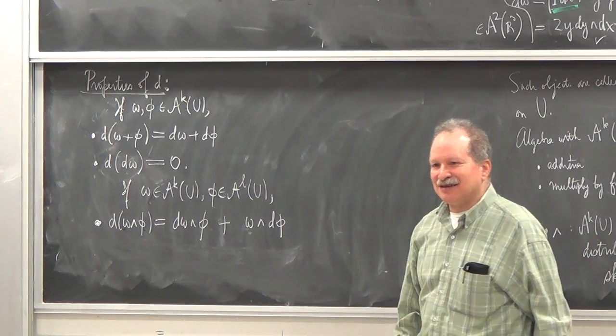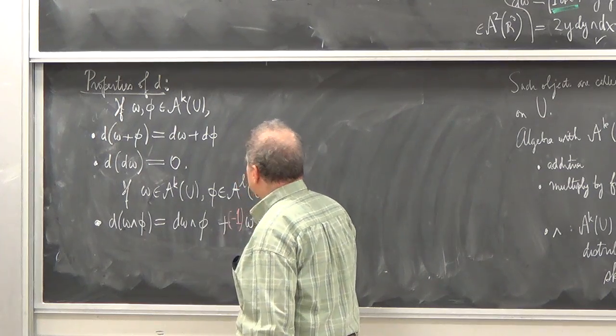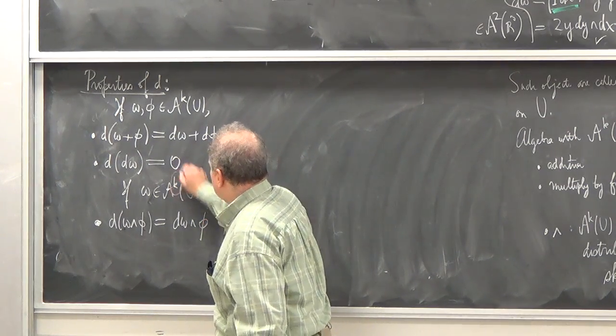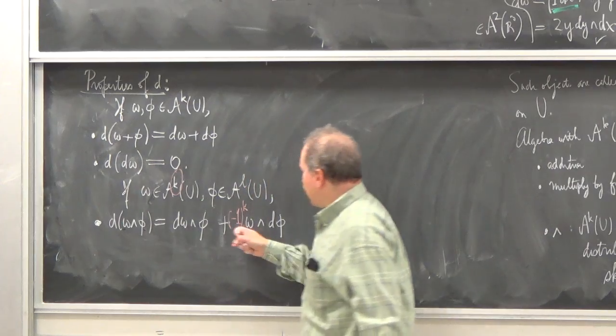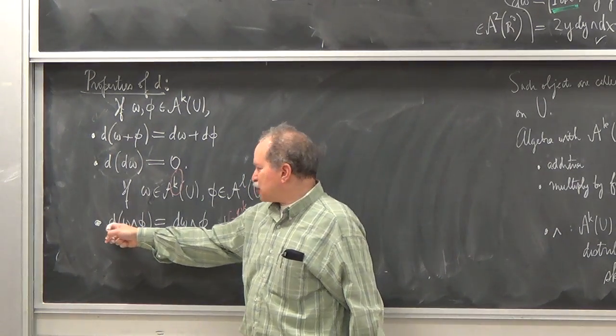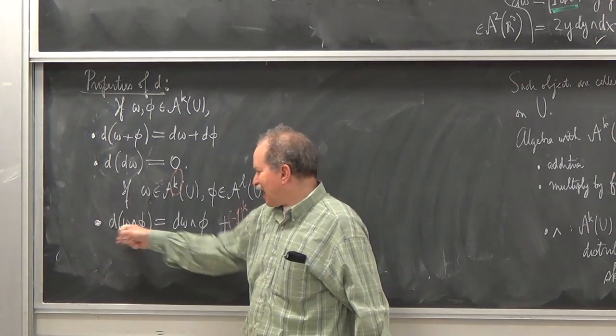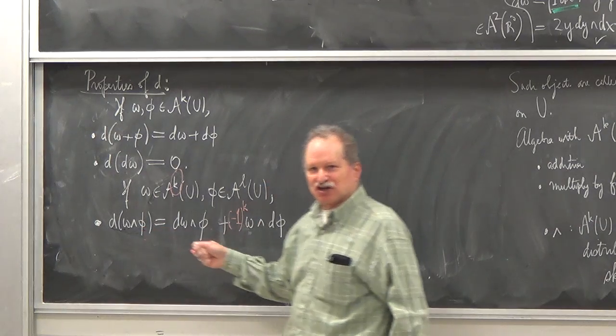You need a plus or minus. So there's a -1 to the k. Omega is a k form, and so you can imagine having to move the d across those k thingies to get it to the phi. And I'll show you on Friday.